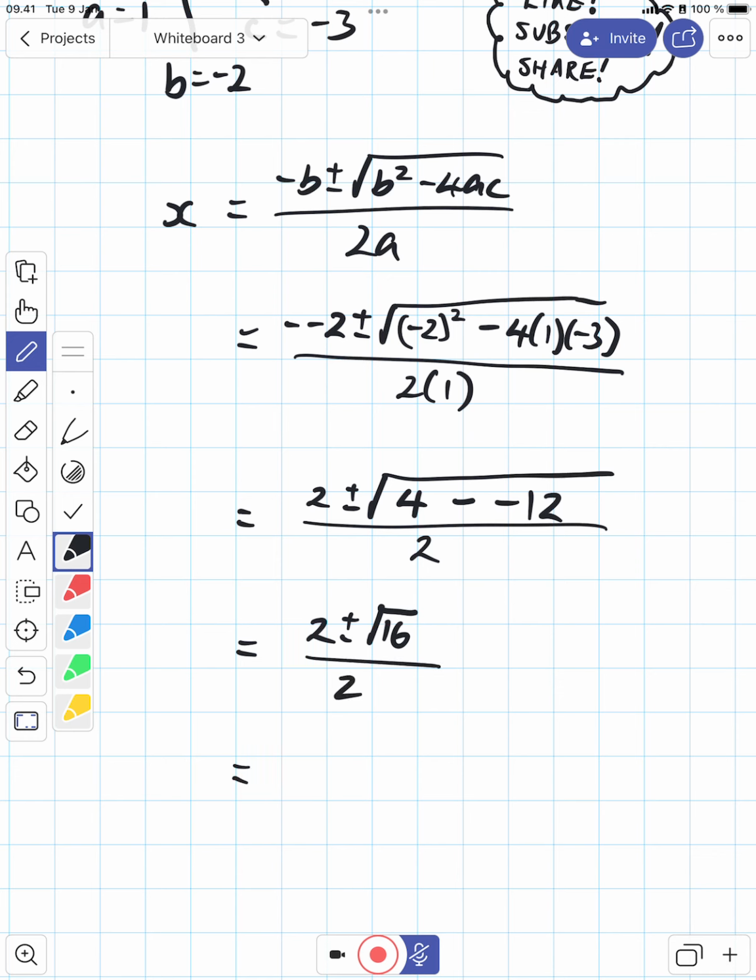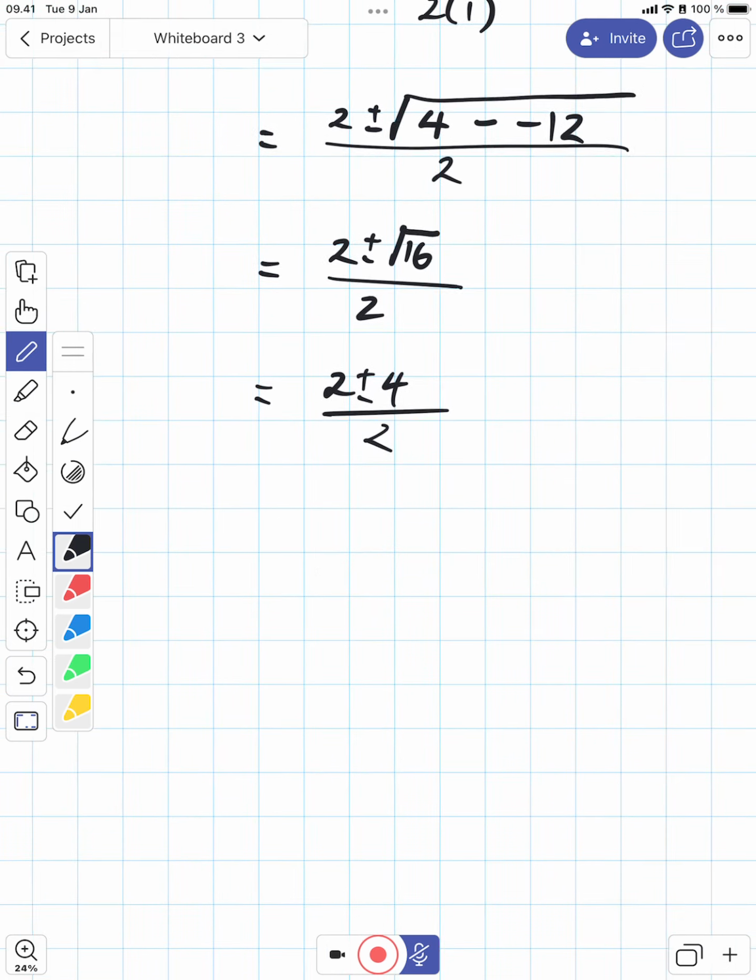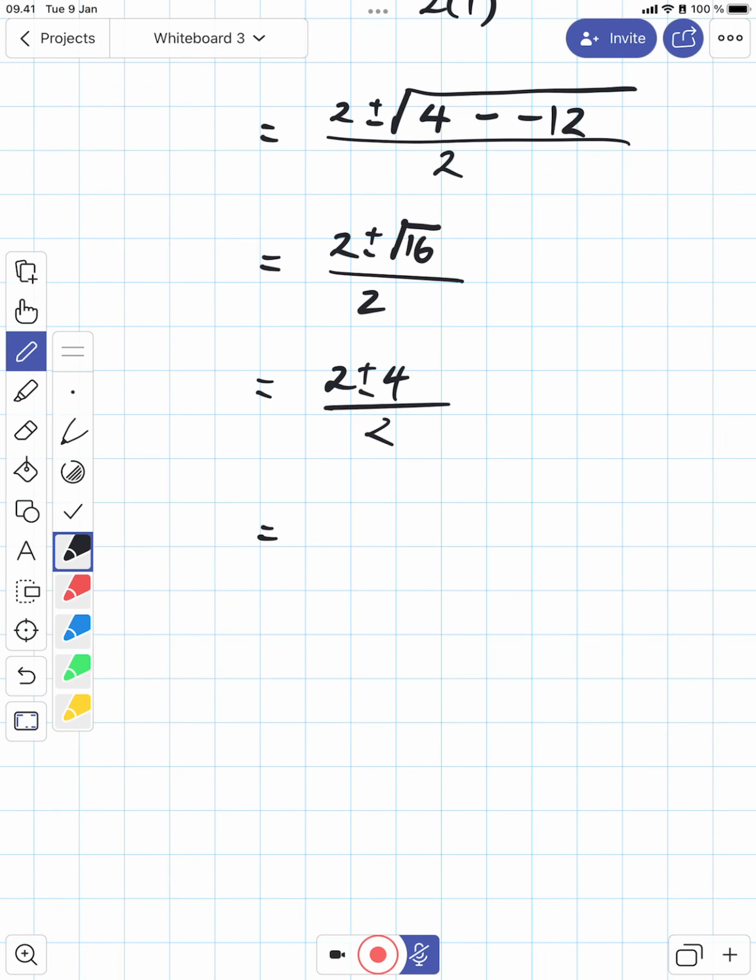And the square root of 16 is just 4. So I've got 2 plus or minus 4, all divided by 2. So 2 plus 4 is 6, so I've got 6 divided by 2, or 2 minus 4 is minus 2, so minus 2 divided by 2. So x equals 6 divided by 2, which is 3, or minus 2 divided by 2, which is minus 1. Job done.